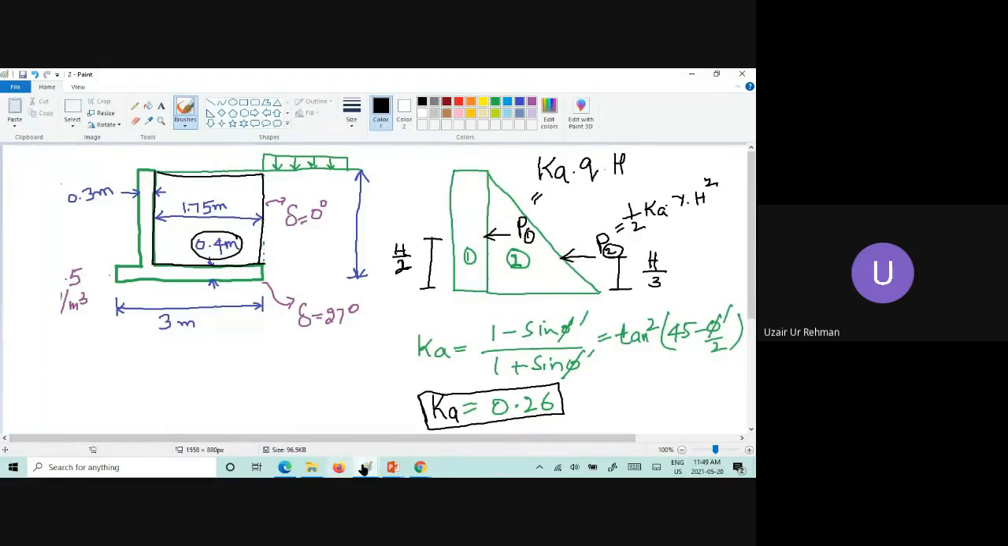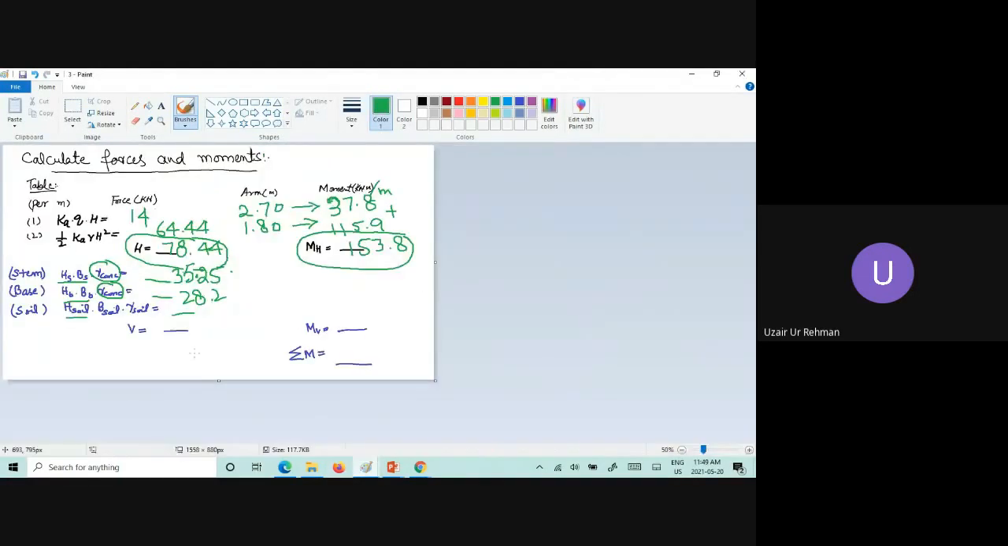148.8 is coming. 148.8. And please add these three. Give me the sum of these three values. So 212.3. Please kindly note down this value as well. 212.2.